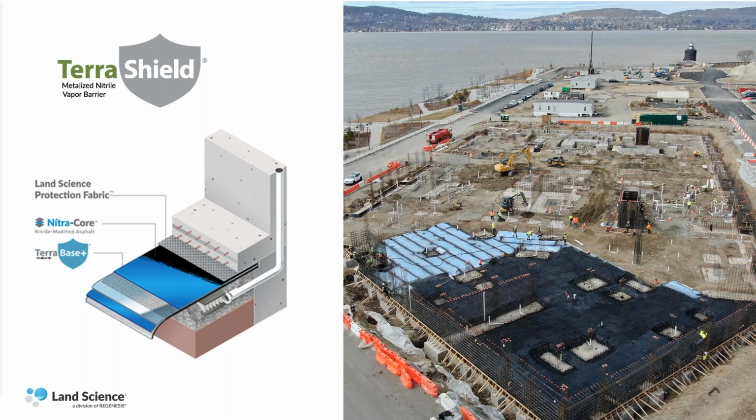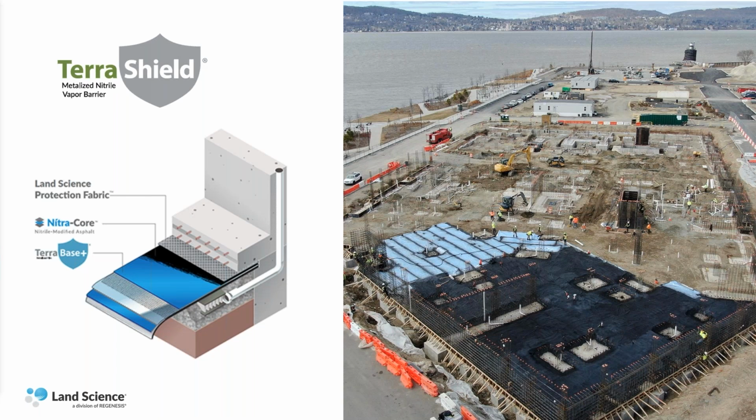This is a patented 3-layer composite membrane, which consists of our 25 mil reinforced metallized film base layer, the TerraBase Plus. It includes a 40 mil spray applied application of our NitroCore, which is the nitrile modified asphalt. And then it's topped with the Land Science protection fabric, and that's designed to withstand ultimately the next phases of construction, whether that's rebar placement or the concrete pour.